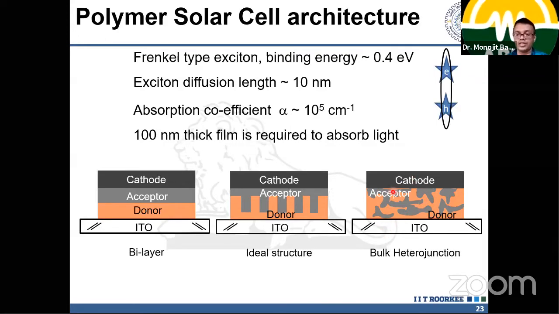So again, a lot of engineering is necessary here to get the morphology. Maybe that is what I'll be talking about today: how to control this morphology in this length scale, right? When you generate charge carriers and collect them at the cathode and anode interface, you get an efficient solar cell. So that is the breakthrough in polymer solar cell research.